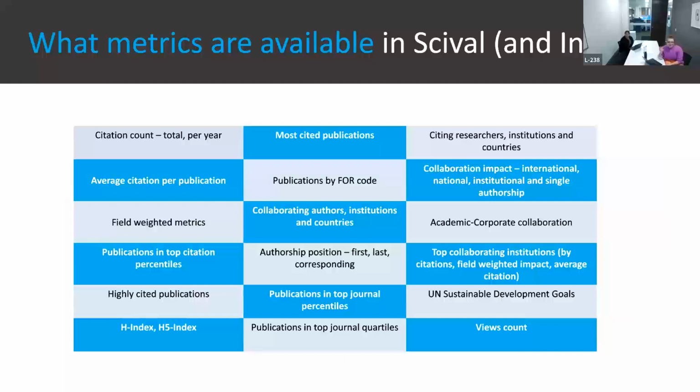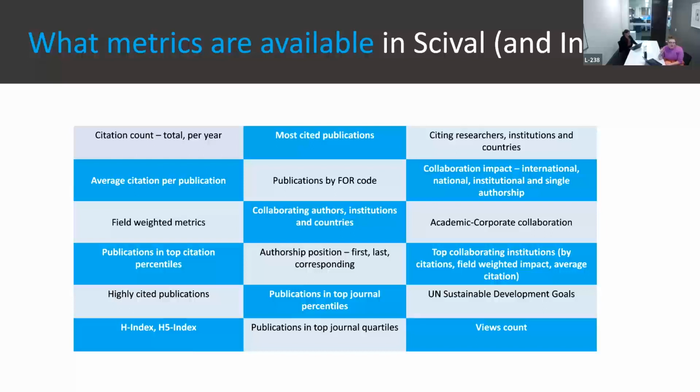This is just an example of some of the metrics that are available across SciVal and Insights. As we mentioned before, your traditional citation-based metrics. So we're looking at citation counts, the total per year, your field-weighted metrics, publications in top citation percentiles, and publications in quartiles, according to quartile rankings.